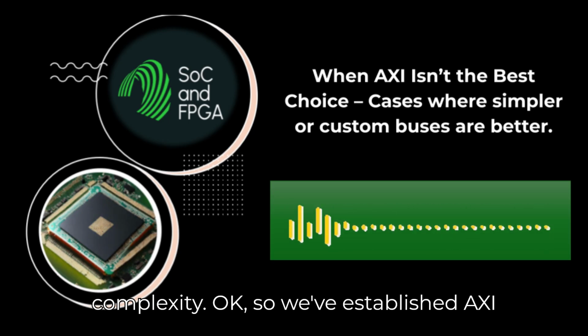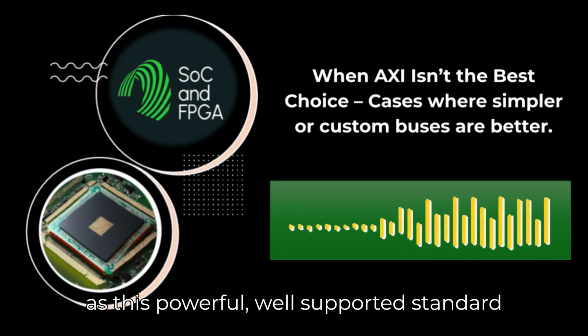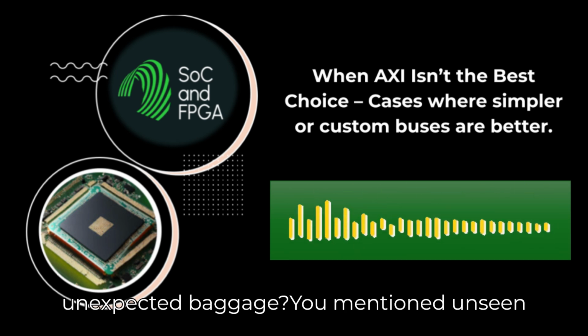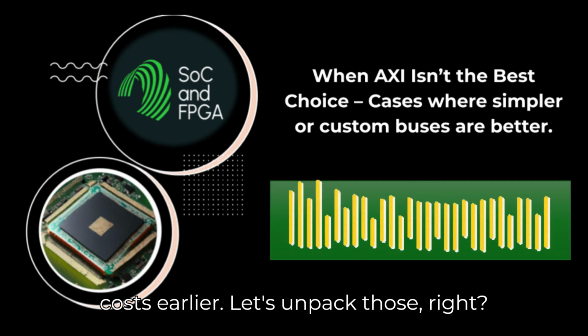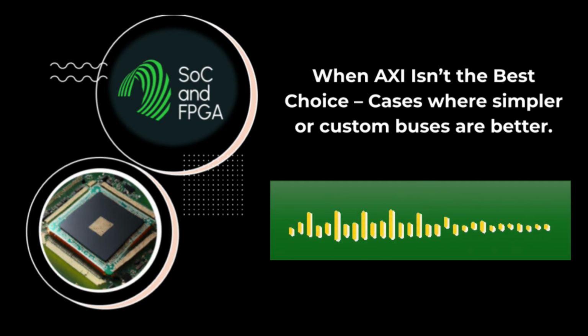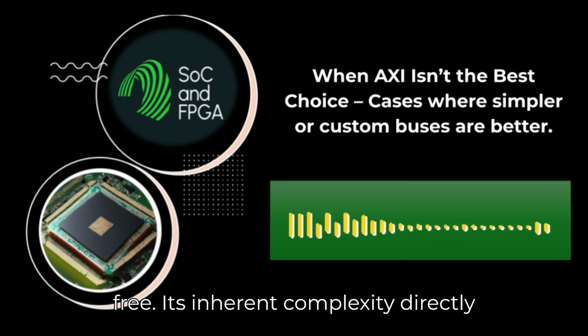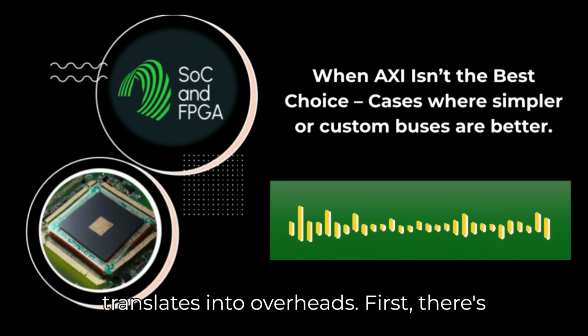Okay, so we've established AXI as this powerful, well-supported standard essential for complex, high-performance systems. But now let's pivot. What happens when that power comes with, well, unexpected baggage? You mentioned unseen costs earlier. Let's unpack those. Right. Despite all its strengths, AXI isn't free. Its inherent complexity directly translates into overheads.